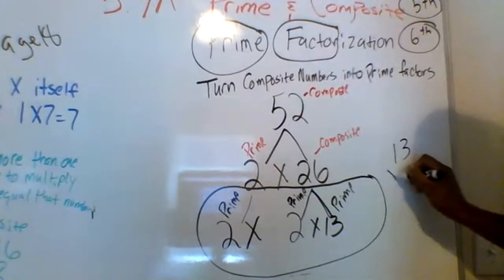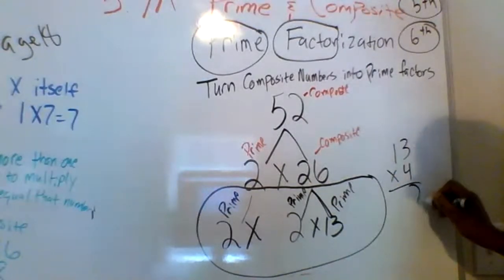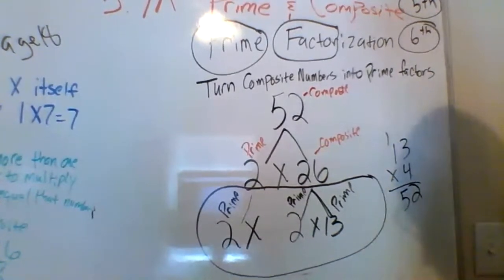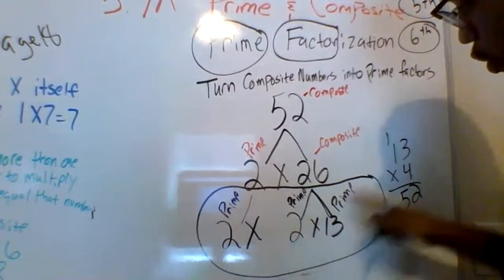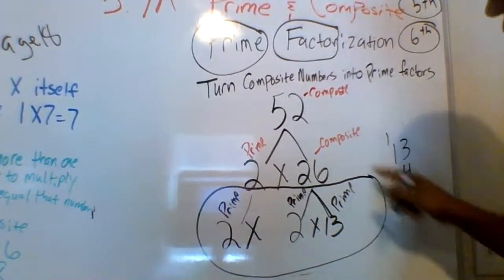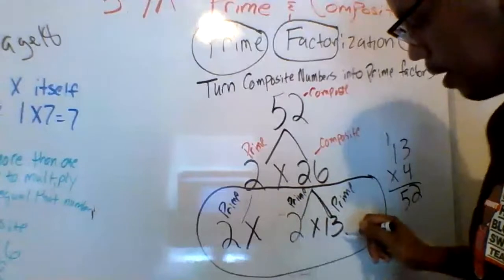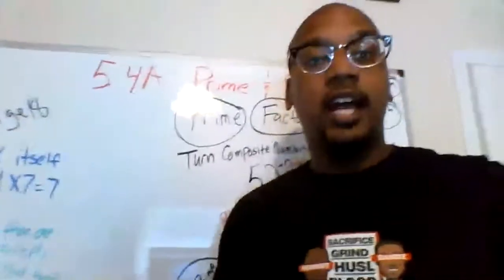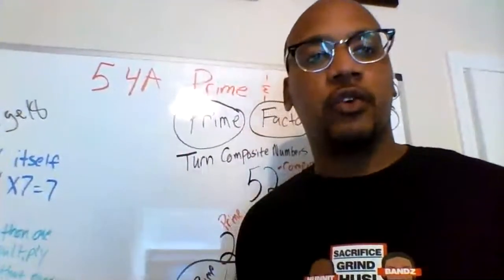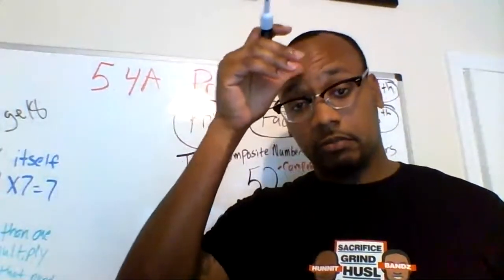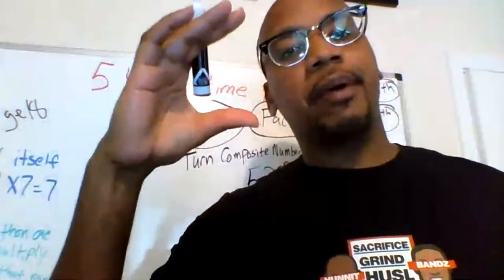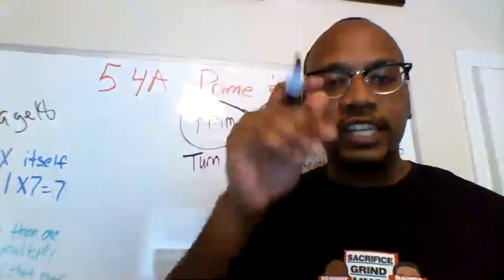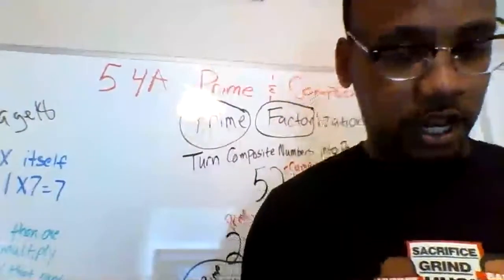How do I know? 4 times 3 is 12, and 4 times 1 is 4, plus 1 is 5. 52. 2 times 2 is 4, times 13. 4 times 13 is 52. This is the prime factorization of 52. All right? Now, that's your head start. In 6th grade, you're going to be doing that. Okay? All you're doing is starting with a composite number and breaking it down into all prime numbers. That's all.